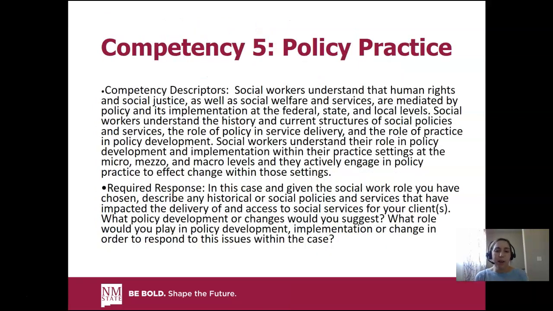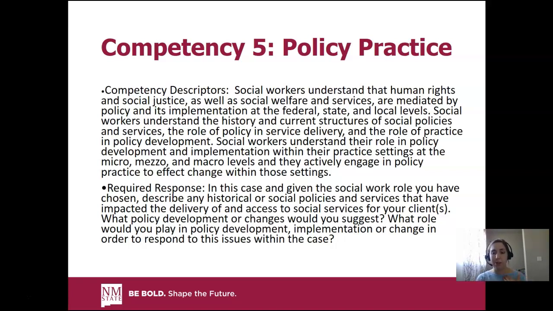We're looking at policy practice. We're going to identify any historical or social policy or services that impact your client in this case, and what policy changes would you suggest, if any are necessary, or how would you approach policy development.